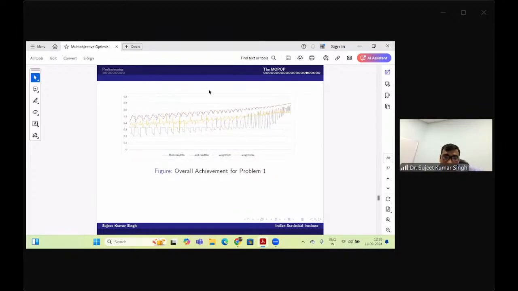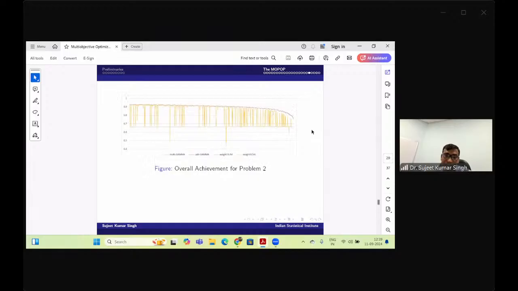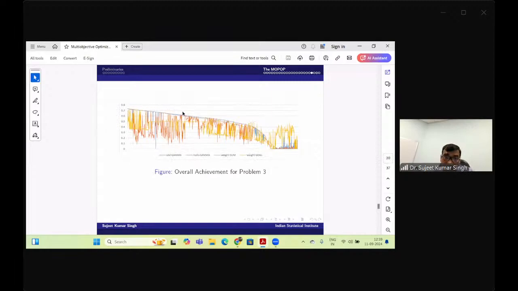Here you can see we have taken several Pareto points and measured the performance. The red line, which might be visible to you, is the highest among all four lines, and that is the achievement using the additive gamma method. The blue line is achieved using the multiplicative gamma method, and the rest are the weighted sum and weighted goal methods. So the additive gamma always gives better performance. Similarly, in the second problem, the red one, the additive gamma, is always higher than all other achievement indices. And in the third problem also, it is always higher than the other achievement indices.